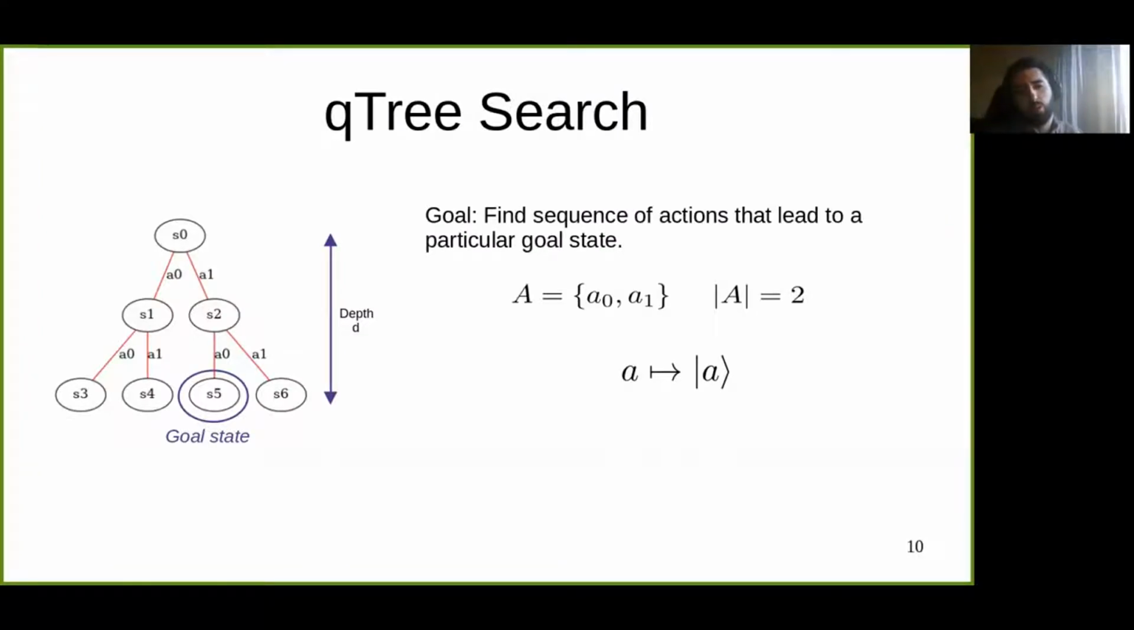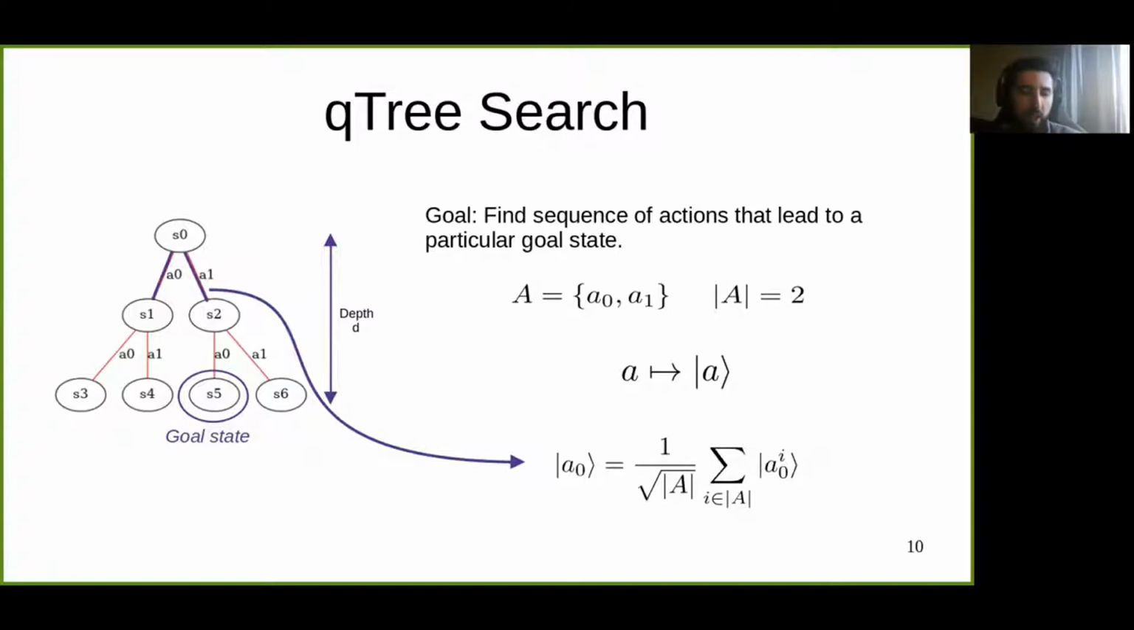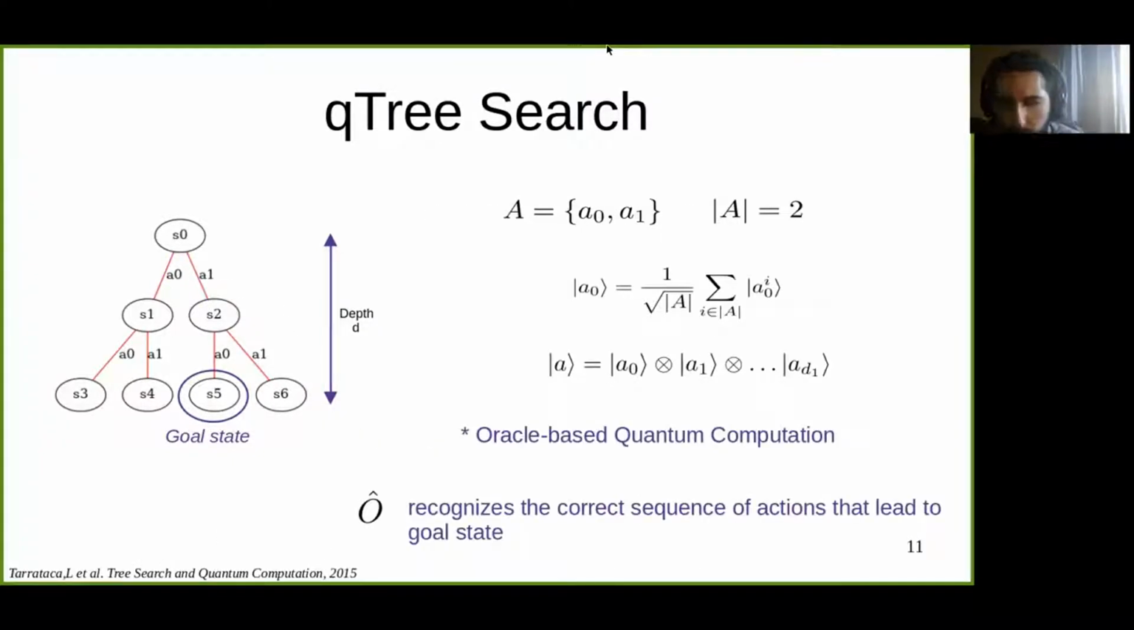Now, in quantum search, the main difference is that the agent now has the ability to perform actions in superposition. And so what we need to do is to map an action into a quantum state. For the tree on the left, we see that we have a branching factor of 2, and so the quantum state that represents an action for the first level of the tree can be represented by the uniform superposition over action 0 and 1.